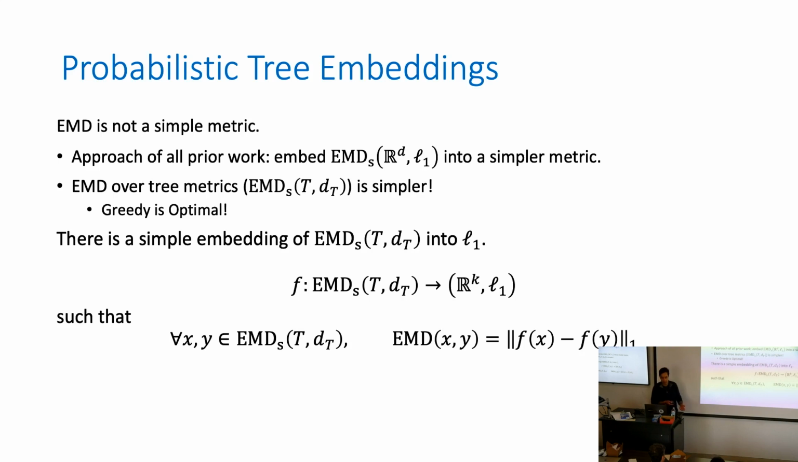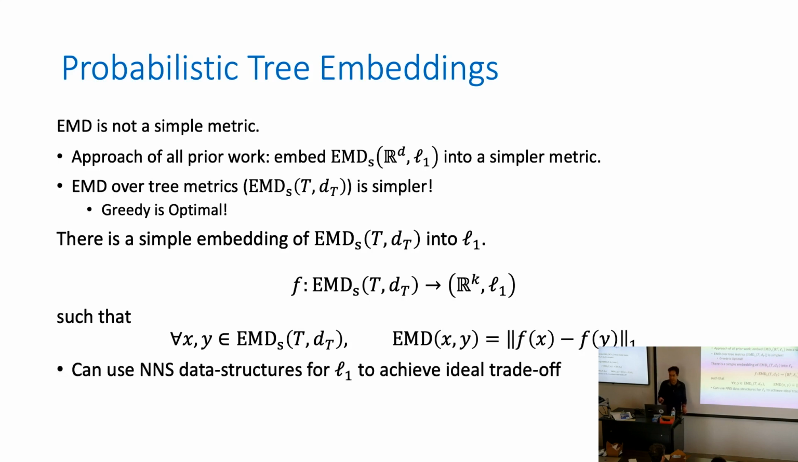And we know L1 has good nearest neighbor search data structures, so we have good hash functions for L1. So we can just use the nearest neighbor search hash functions for L1 to get our approximation. So if I have a tree embedding, it ends up giving me an embedding into L1, and then I can just use my hash functions for L1. So a tree embedding immediately gives me a hash function.